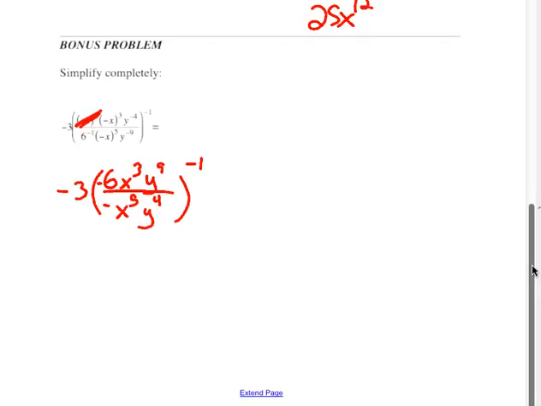Now, let's keep going. Negative divided by a negative, I'm just going to scratch off those negatives right there, okay? Because negative divided by negative cancels off. So I have my 6. X to the 3 divided by x to the 5. 3 minus 5 is a -2, or it would be positive down below. Y to the 9 divided by y to the 4. 9 minus 4 leaves me with 5.